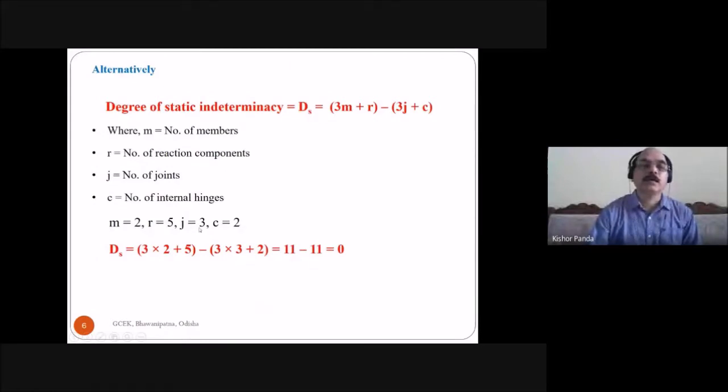Then using this value also you can find out the degree of static indeterminacy. 3m, 3 into m, which is 2, plus r. R is equal to 5, minus 3j, 3 into 3, plus c is equal to 2. That is 11 minus 11, which is equal to 0. So here you got 0. Here also you got 0.